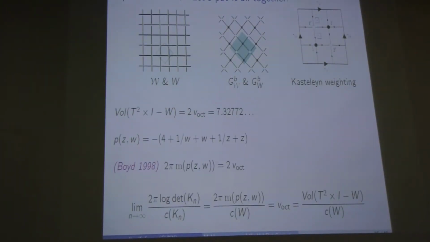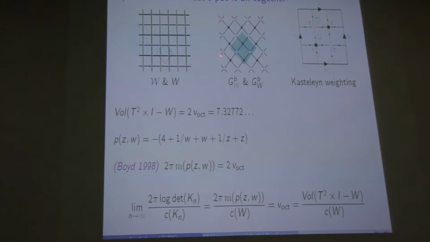So let's put all this together for the square weave. All right, so here are all of the ingredients. We start with the biperiodic link. We pick a fundamental domain with 2 crossings. Okay? Therefore, the volume of T2 cross I minus W, minus this toroidal link, is 2V oct, right, by the theorem that gives us the hyperbolic structure.